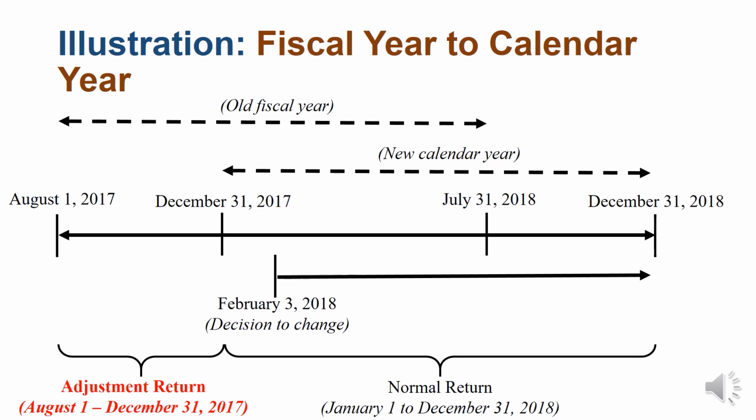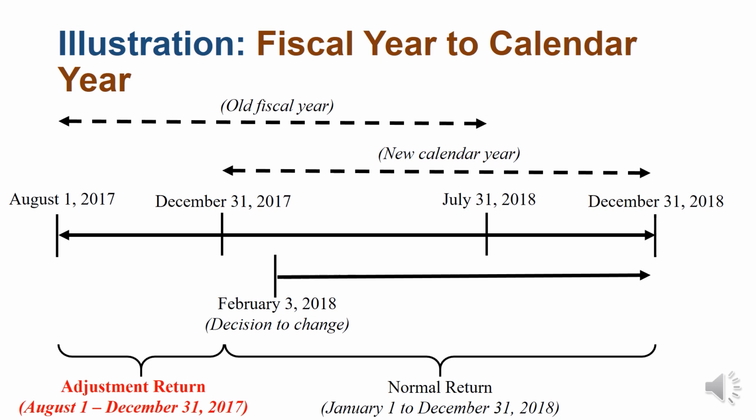Okay? Again, do not confuse yourself on when the decision was made. Focus on the beginning of the old fiscal year and the beginning of the new calendar year, like what we did in the last illustration. In that case, from August 1 to December 31, 2017, that will be the short period that the taxpayer should file his return.